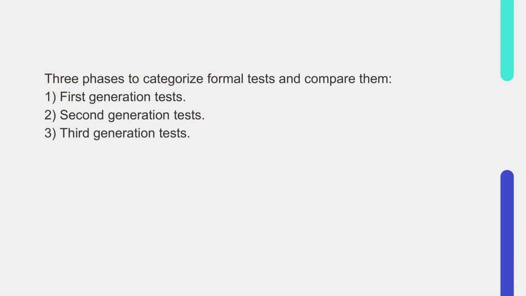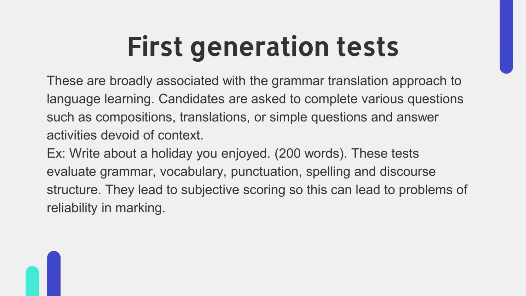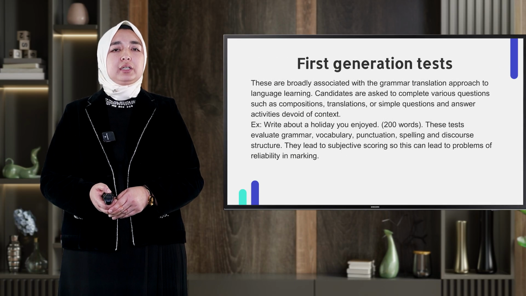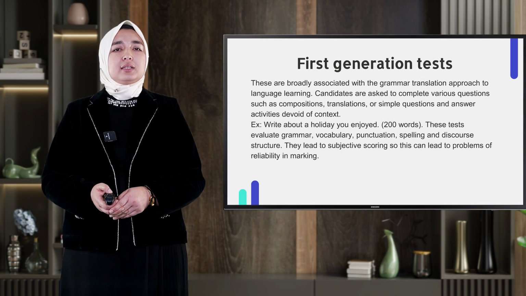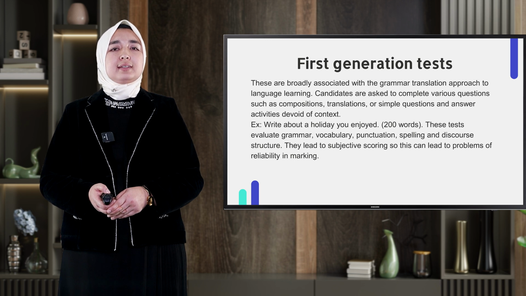Three phrases categorize formal tests and allow us to compare them: first generation tests, second generation tests, and third generation tests. First generation tests are broadly associated with the grammar translation approach to language learning. Candidates are asked to complete various questions such as compositions, translations, or simple question and answer activities devoid of context.